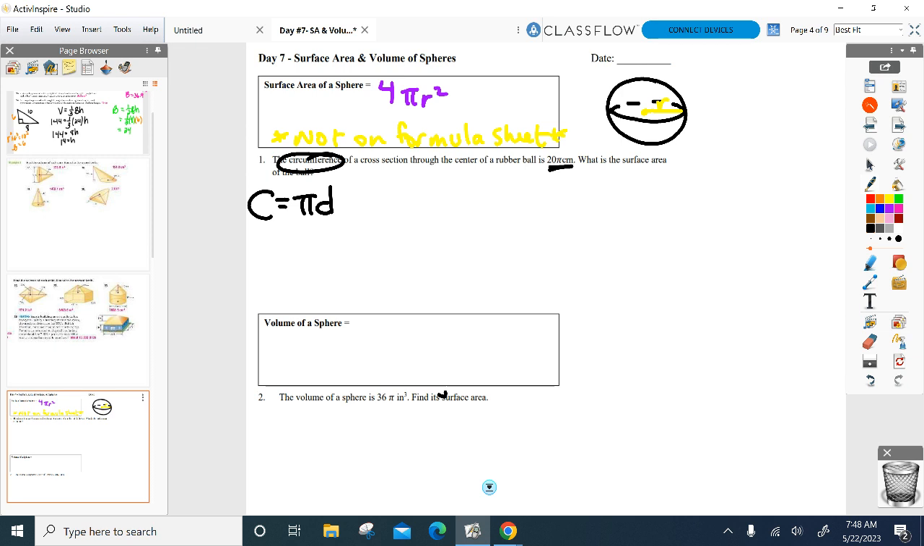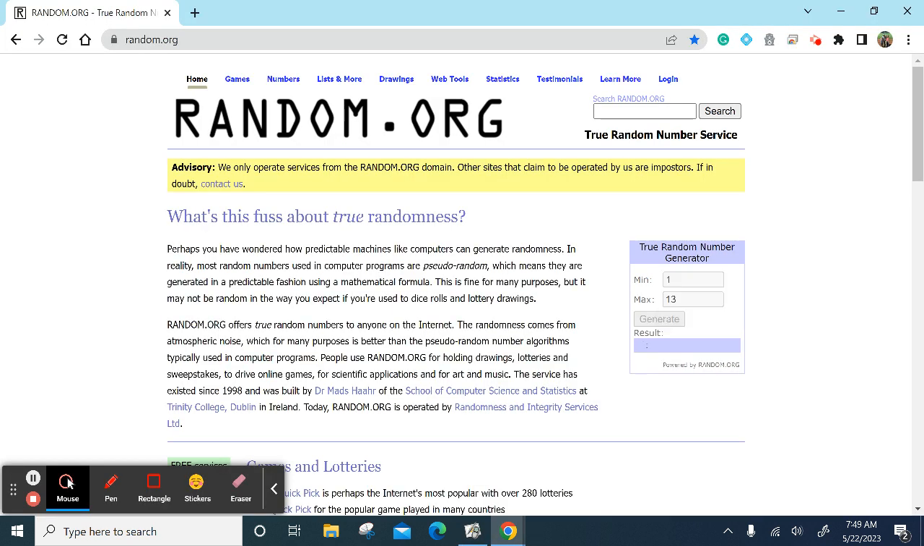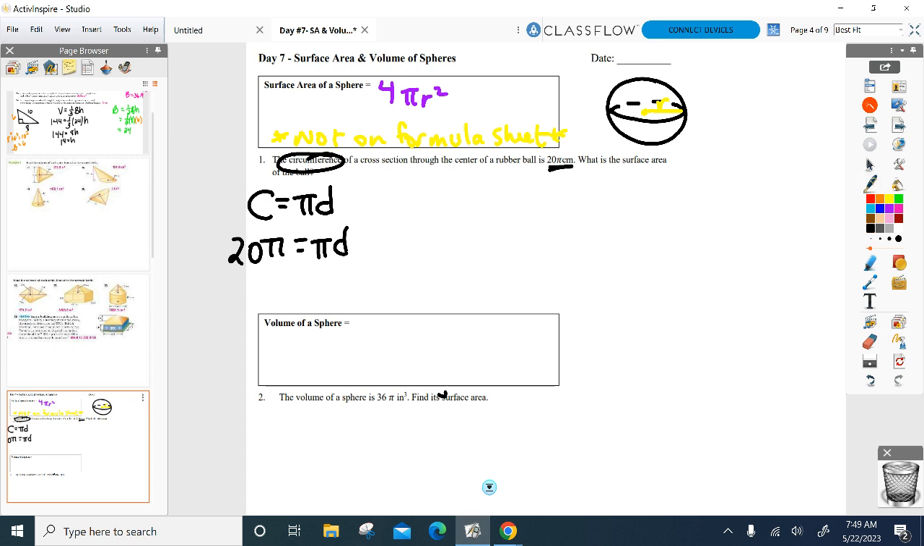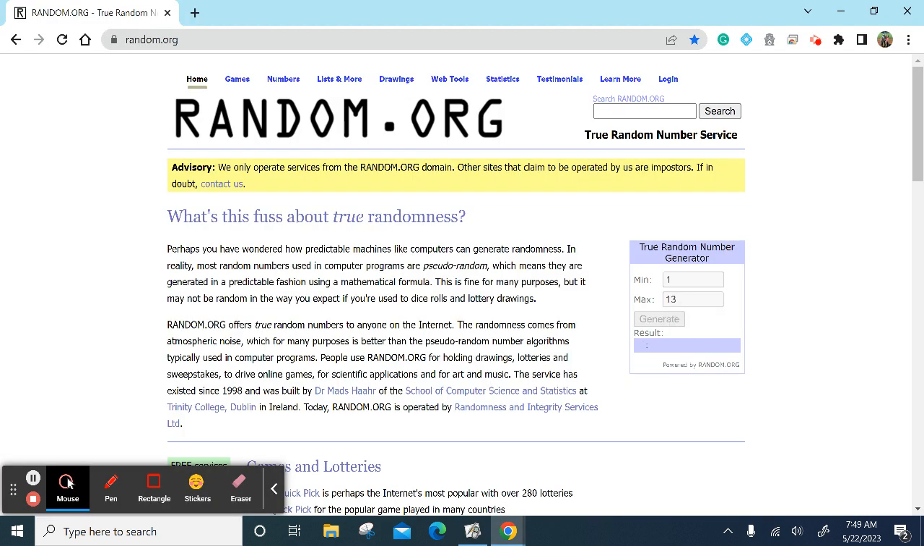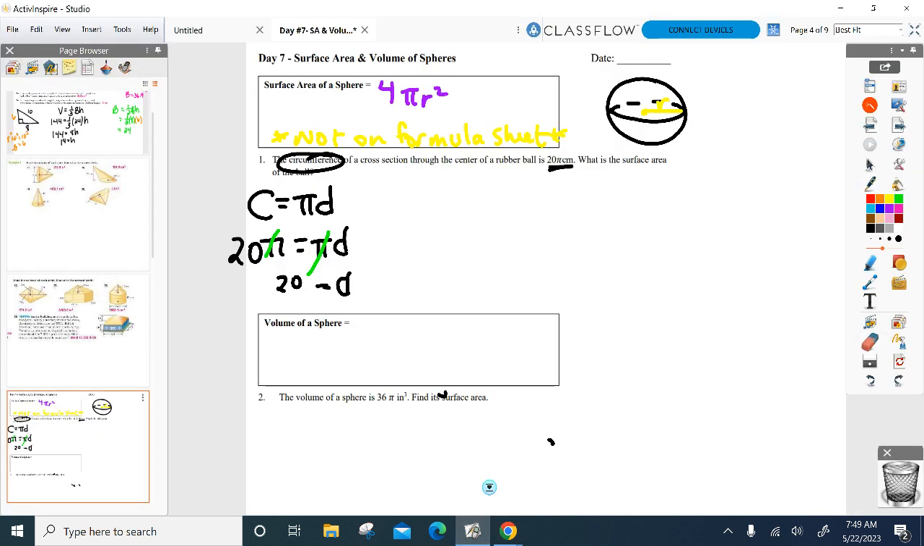And we are very knowledgeable in here: if you find the diameter, you know the radius. So the circumference, 20 pi, equals pi d. All right, what's going to happen to those pi's on each side? They will cancel. And there you go. There's your diameter, it's 20. What about your radius then? 10. Yep, so radius equals 10. Now we can do surface area.